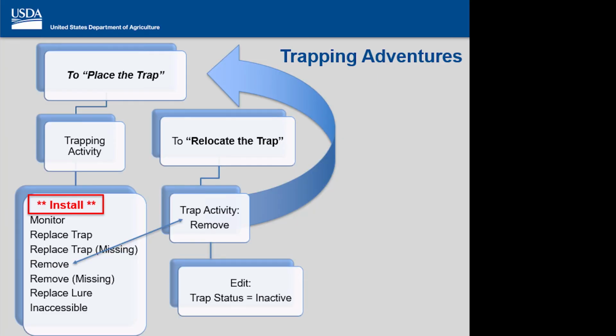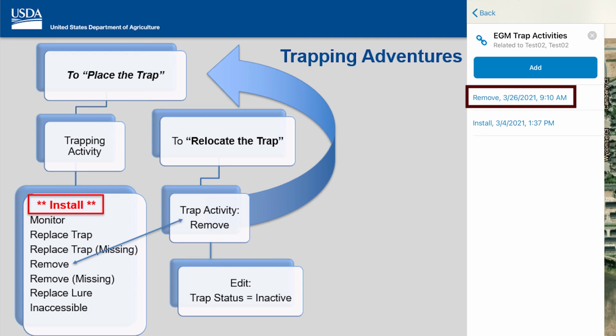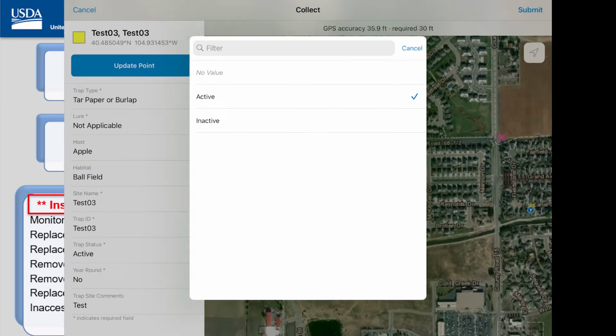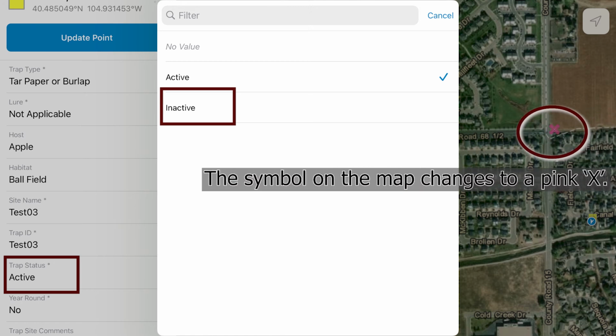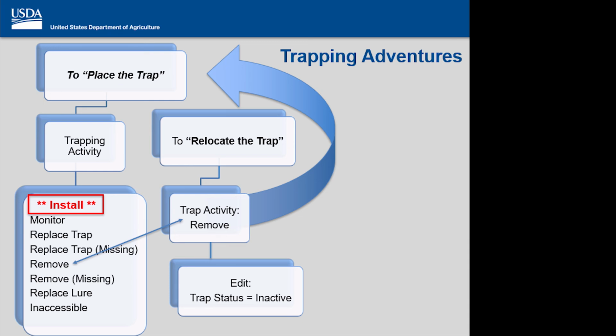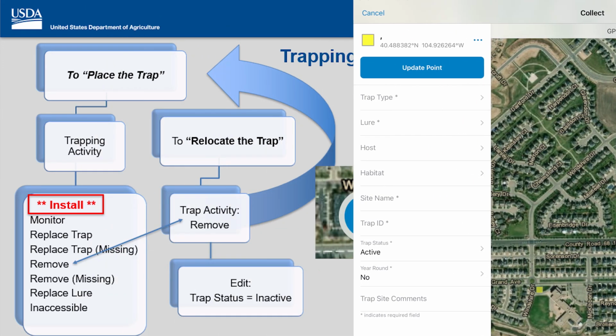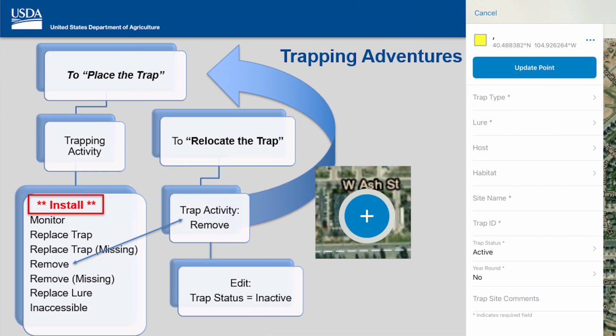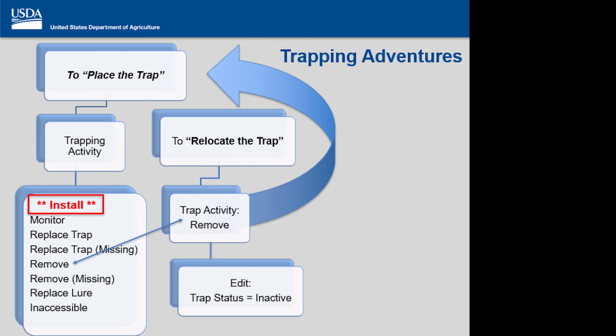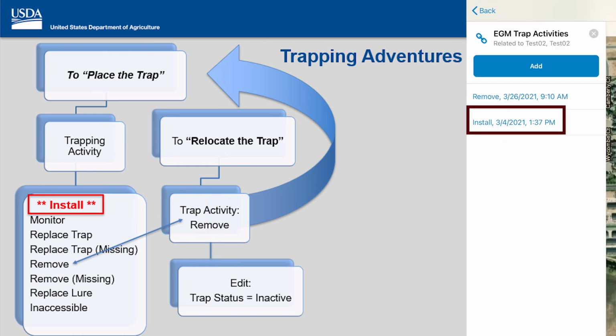Let's recap these 4 steps to relocating a trap. First, a trap activity, remove. Second, updating the trap status to inactive from active. Third, physically move to the new location and place the trap, completing the new data form on that trap location. And finally, please don't forget, a trap activity install.